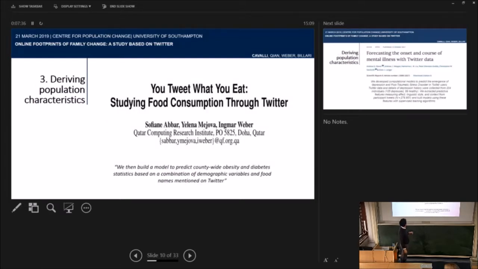We can also go a bit more into detail, like estimations of population characteristics. In this paper, one of our co-authors, Ingmar Weber, uses mentions of food names to estimate, in a way, the caloric content of the consumption of a population, and then tries to predict the country-wise obesity and diabetes statistics. So the idea is that you have a lot of information buried in the tweets.